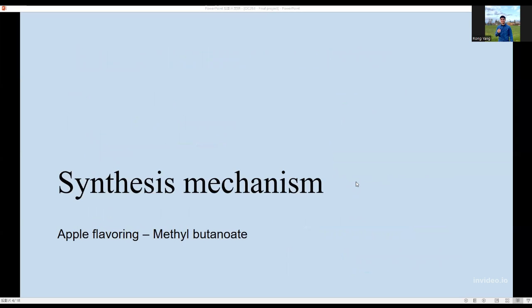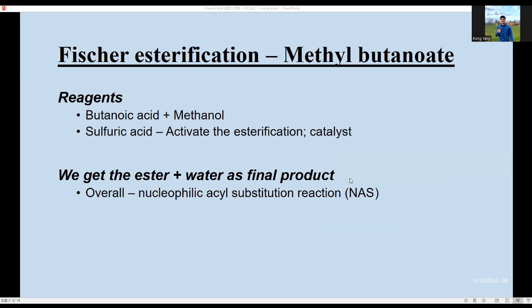Ester synthesis mechanism. Let's use methyl butanoate, an apple flavoring, as an example to perform synthesis mechanisms via Fischer esterification and the Mitsunobu reaction. In Fischer esterification, reagents include butanoic acid, methanol, and sulfuric acid, which activates and catalyzes the process. Finally, we get the ester plus water as final products. Overall, it is a nucleophilic acyl substitution reaction, known as NAS reaction.